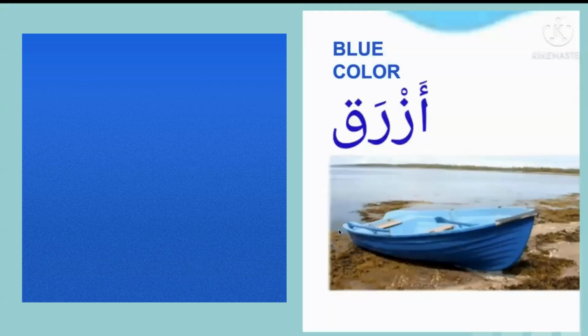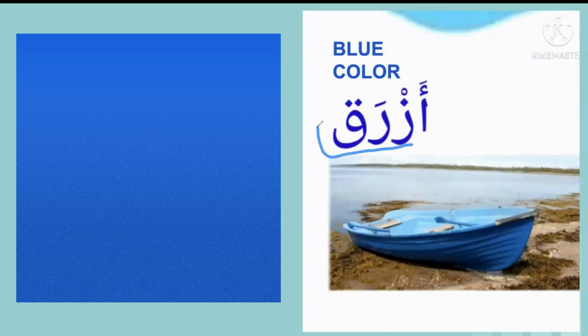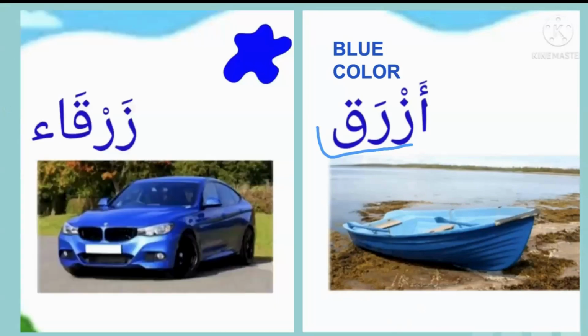Do you remember the blue color in Arabic? Can you say how to say blue color in Arabic? Azraq. Good job. And the feminine form of blue color is, can you guess how it could be? I told you the technique. Zarqa. Good job. MashaAllah. Barakallahu feek. So that will be zarqa, with a hamza at the end. It's the same for every word, but only a few words are different. I'll tell you where.